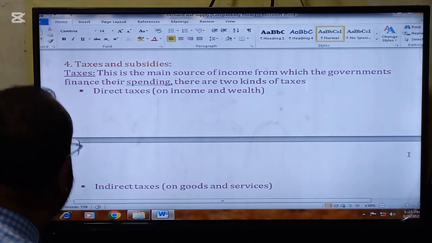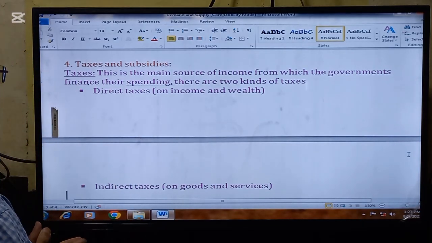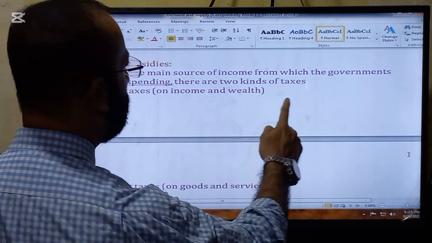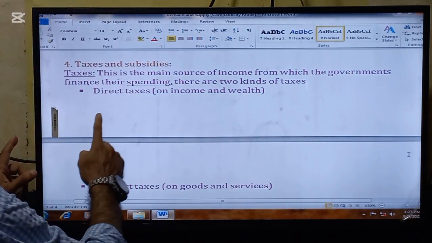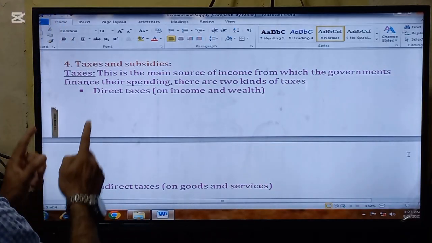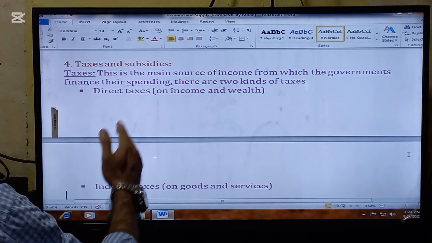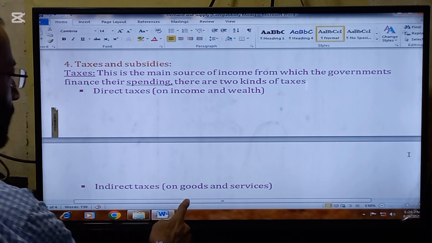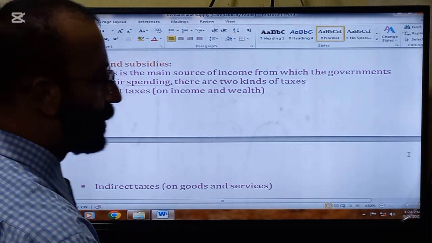The next thing that we are going to read is taxes and subsidies. Taxes are the main source of income from which governments finance their spending. There are two kinds of taxes. Number one is the direct tax that is applied on income and wealth, and the second is the indirect tax that is applied on goods and services.